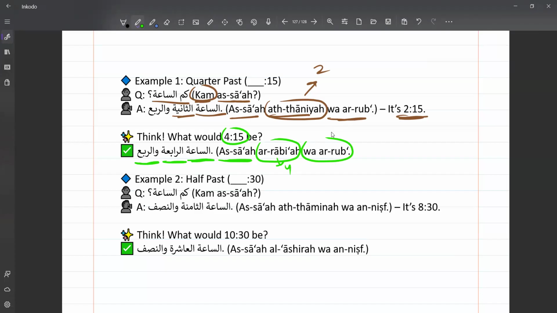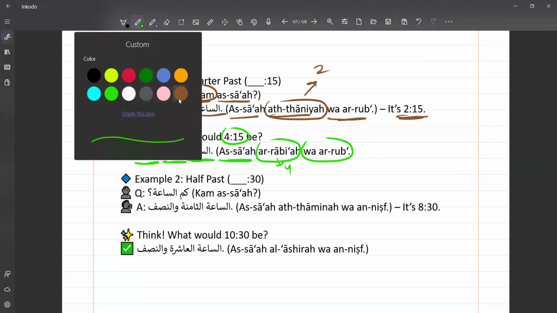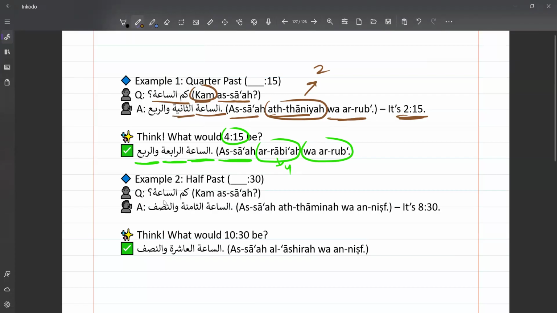Moving on to example number 2, that is of half past. Again, the question is kam as-sa'a. If the time is 8:30, what will you say? You will say as-sa'a ath-thamina, الساعة الثامنة والنصف. الثامنة means 8, and والنصف means half past 8.